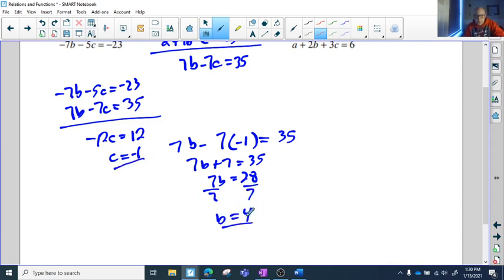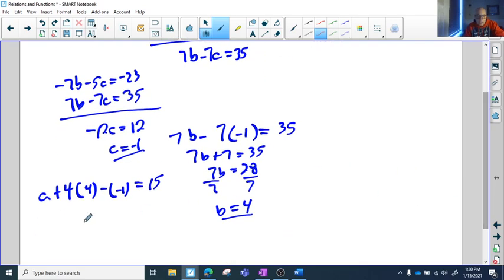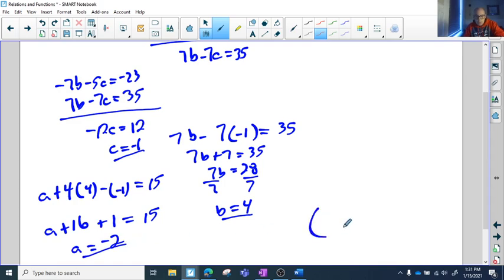So I've got the c value, I've got the b value. The only thing now missing is the a value. Now you need to find the easiest possible equation you can pick out. Sometimes there's really no difference, but it has to have an a in it, because I'm trying to solve for a, and be a combination of these variables. So how about we go with this one? a plus 4 times b, but I know the value of b now is 4, minus c, but I know the value of c is -1, and that has to equal 15. So that leaves me my one unknown, a. So a plus 16 plus 1 is equal to 15. This will be 17, so move it to the other side. I get a is equal to -2, giving me the solution -2, 4, and -1.